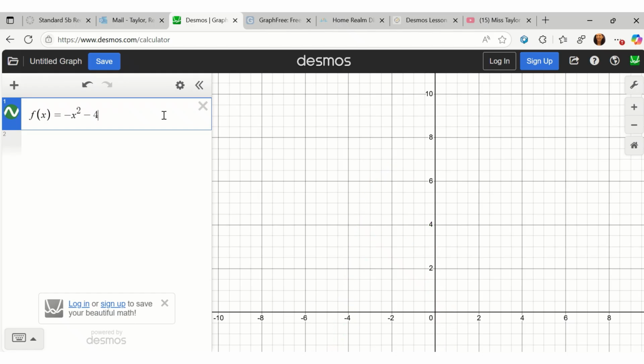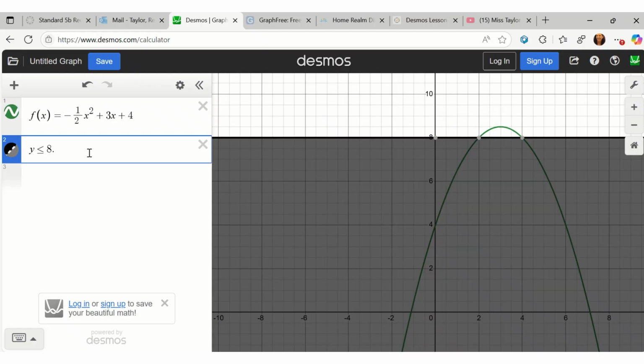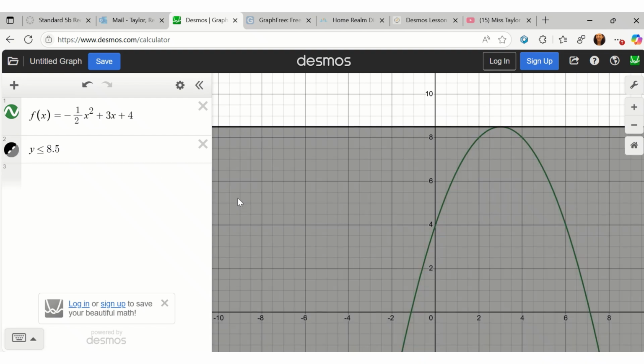All right, next one is -1/2 x squared plus 3x plus 4. And at this point, you might be feeling pretty good about it. Oh no, a decimal. What? Could it be a decimal? Why, yes, it could. And so we'll try it. y is less than or equal to 8.5. And there we go. And so that captures everything that I needed without anything extra. So y is less than or equal to 8.5.